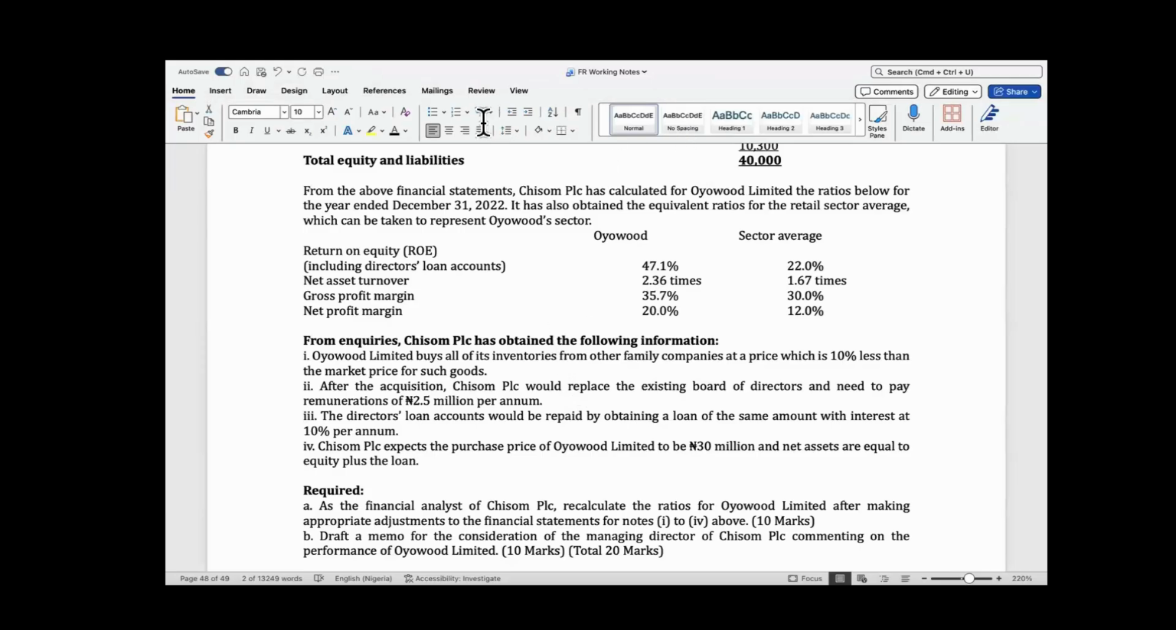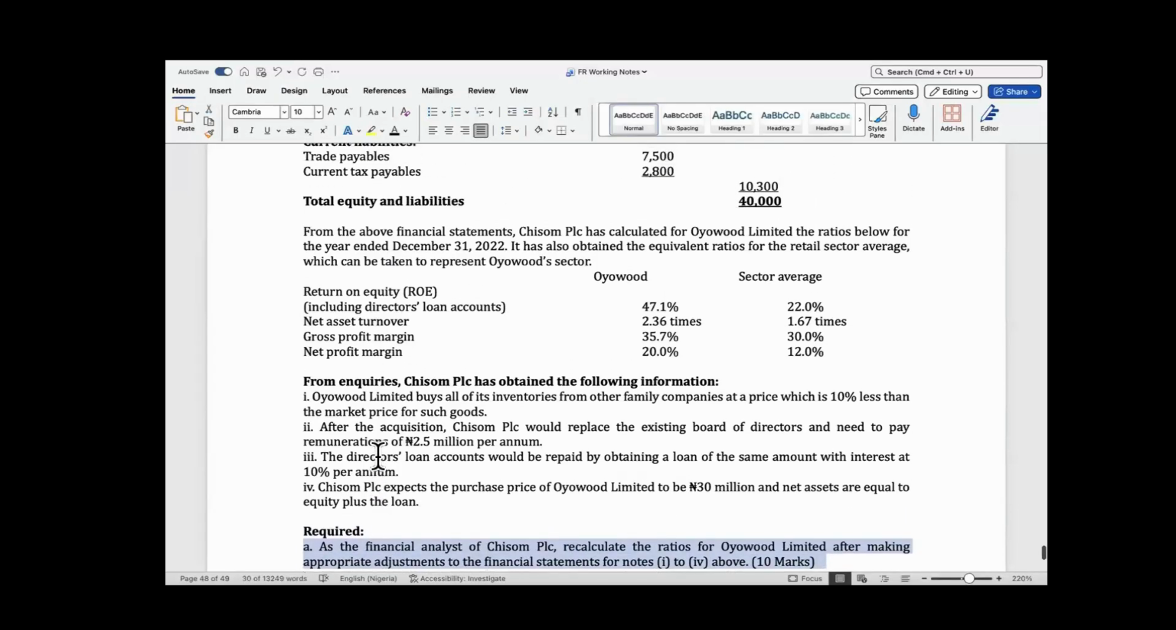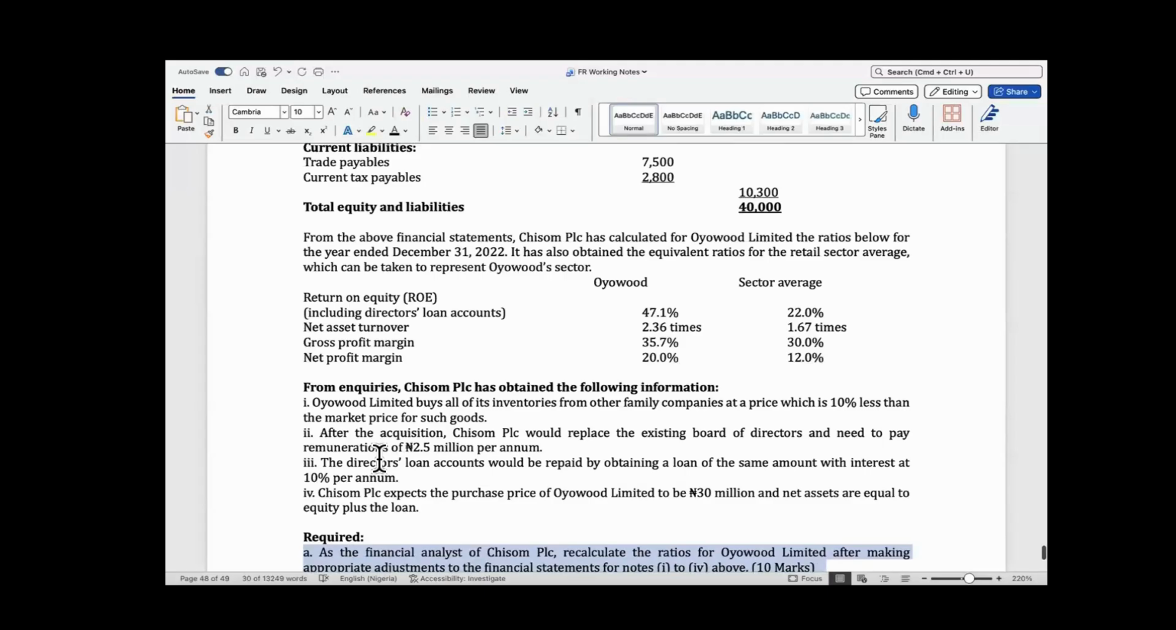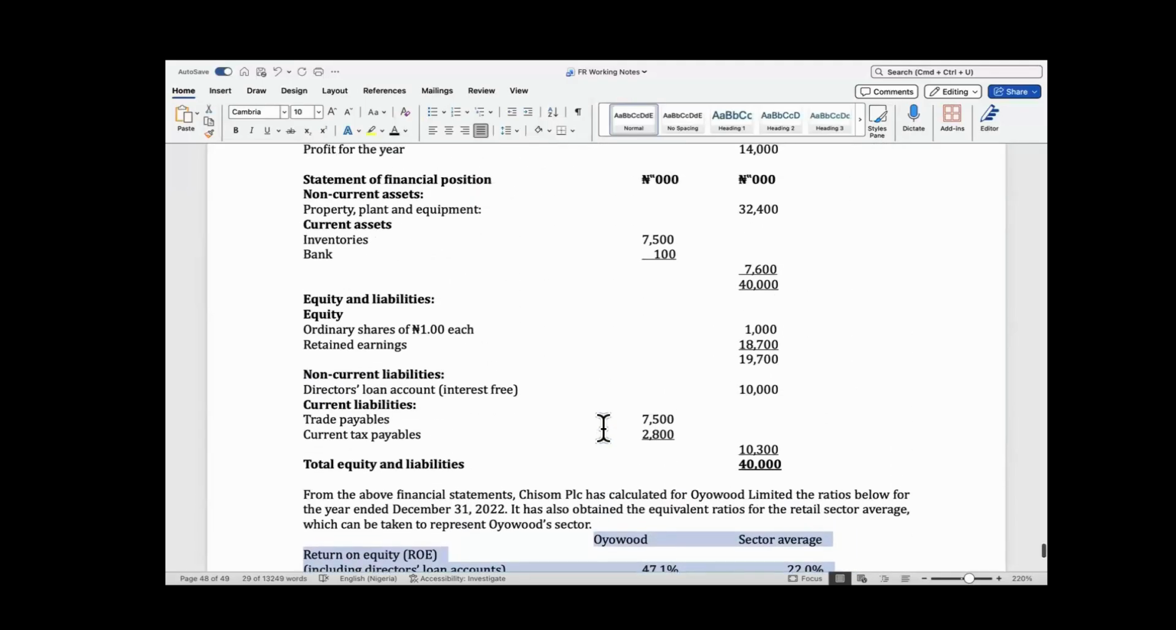I'm sure, sir. Okay, thank you. So we are required that we should calculate the ratios for Oyo Wood after making appropriate adjustments to the financial statement for notes 1 to 4 here. So what are they talking about? So these are the ratios they want us to calculate. So what adjustment are they talking about? And who is Oyo Wood?